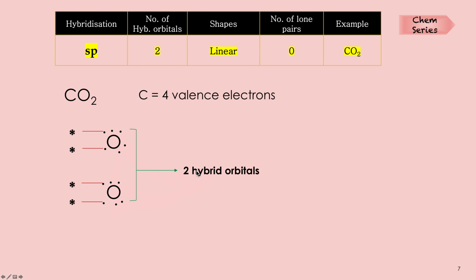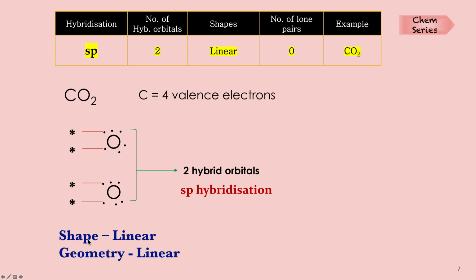So 2 hybrid orbitals are being formed, that is sp hybridization, and your shape will be linear and the geometry will be linear. When we have lone pair 0, the geometry and the shape will be the same. It's a trick you can remember. This is the 3D view of CO2.